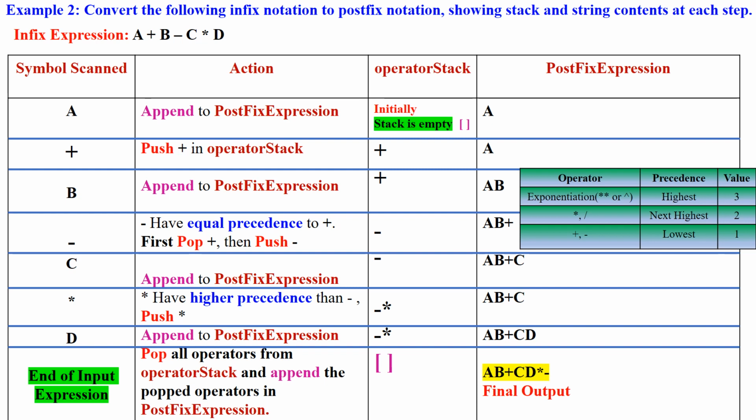In the next step, symbol scanned is d, action done is append to postfix expression. Operator stack holds minus, asterisk. Now, postfix expression stores a, b, plus, c, d. Next we came to the end of input expression. Action done is pop all operators from operator stack and append the popped operators in postfix expression. So asterisk and minus are popped one by one out of the stack. Now operator stack is empty. The final output is a, b, plus, c, d, asterisk, minus.